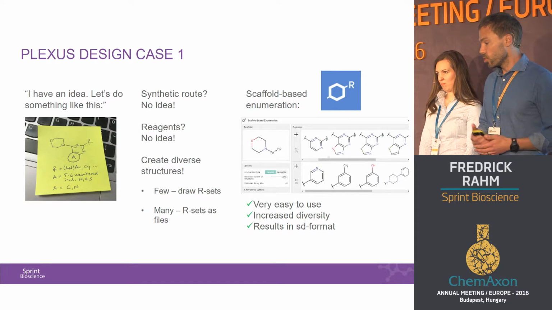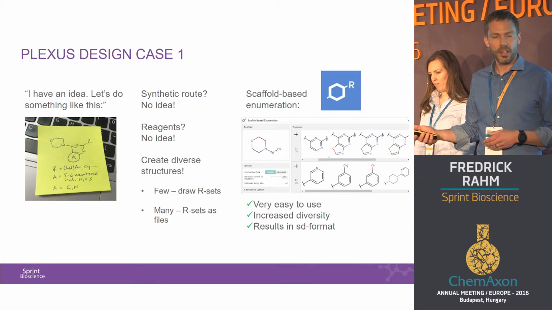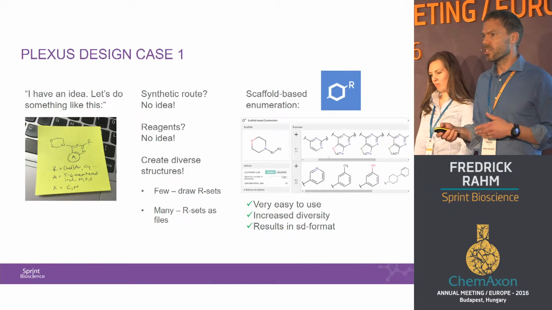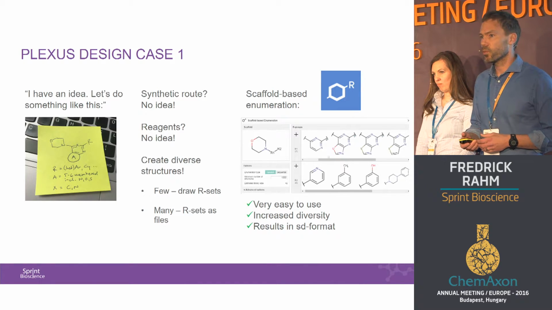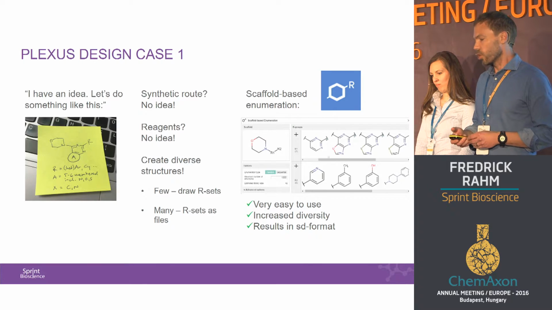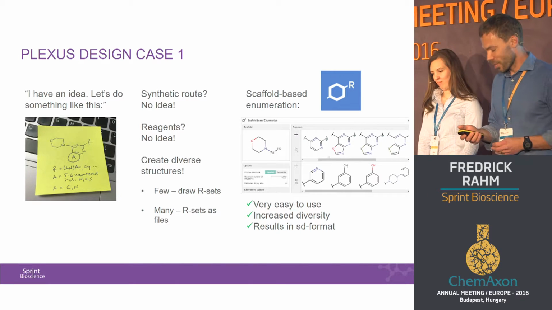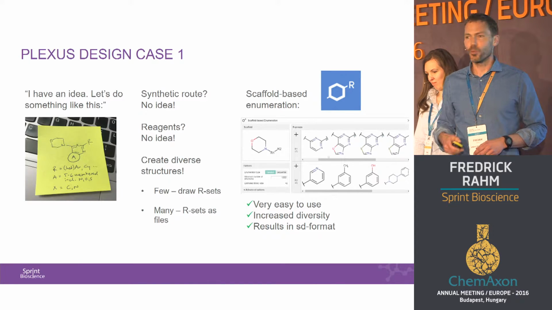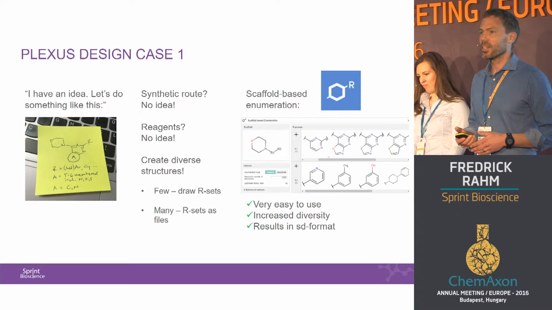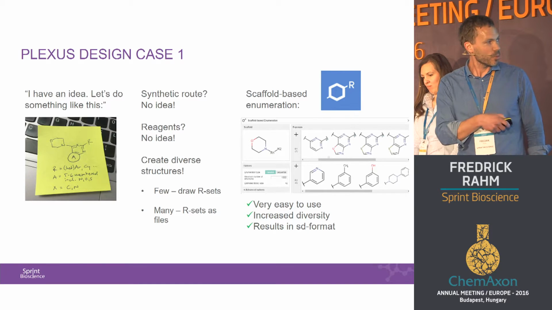So extremely easy to use. The diversity you get in there is actually more than you had hoped for in the beginning. Maybe you get combinations that you haven't thought about, but those could actually take the project forward. And also, the result is in an SD format, so I can get an SD file to the computational chemist. So using scaffold-based enumeration, at least for me, I open it, it's so easy to use, I get really happy. We talked about the wow factor before, this is the wow factor for me.